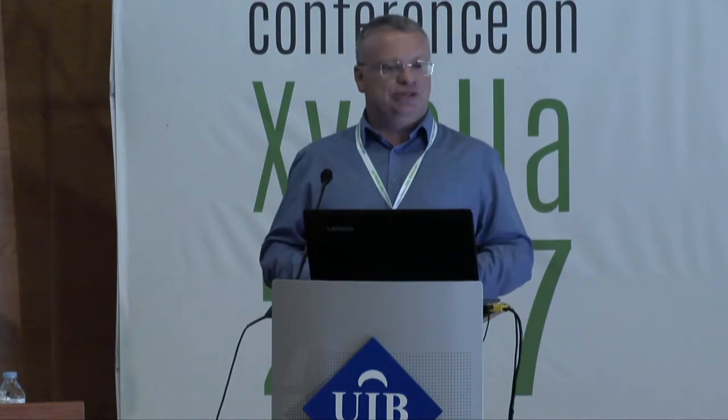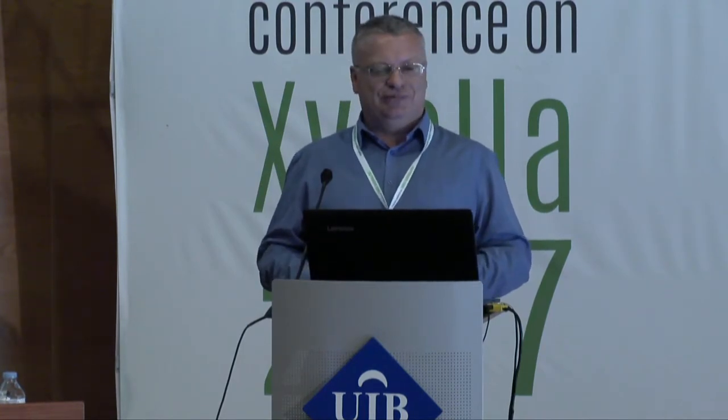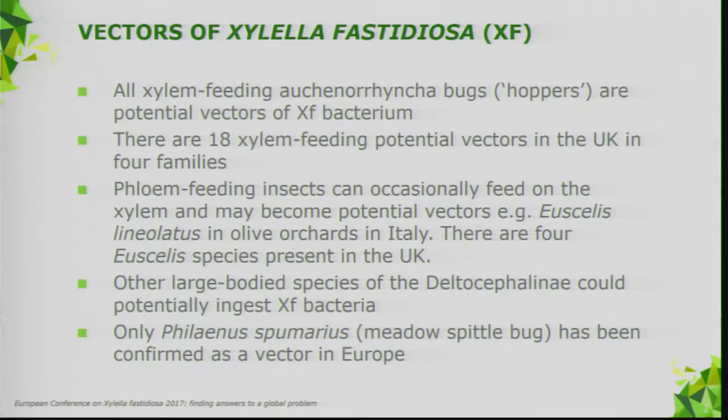This is quite straightforward. If you want to look at potential vectors of a xylem-limited bacterium, you look for the xylem-feeding or Cicadomorpha bugs. We commonly call them hoppers. So all the xylem-feeding or Cicadomorpha bugs are potential vectors. There's only 18 xylem-feeding potential vectors in the UK assigned to four families. So the numbers of species in the UK is much lower, perhaps a half or even a third of what are found in parts of Southern Europe. And it's a fraction of what is found in the tropics. We heard some excellent talks regarding Costa Rica and Brazil.